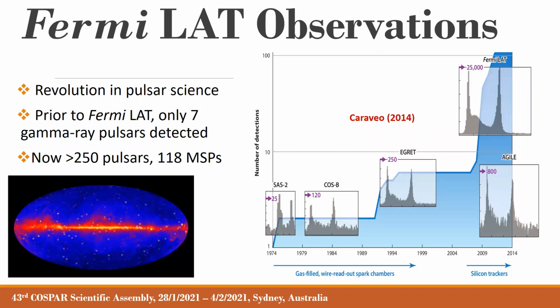So on the right-hand side, you can see a very nice plot by Patrizia Caraveo. On the x-axis, you have the timeline. And then in the 70s, you'll see that we had SAS-2 and COS-B in the 80s and EGRET in the 90s and so on, AGILE. And every time there's more photons, so the statistics are improving.